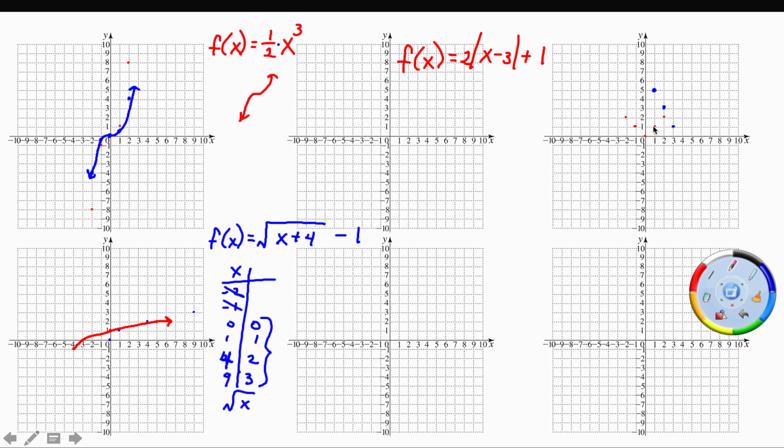Move this point right 3, 1, 2, 3. Multiply the y value, which is 1, times 2, so it changes to 2, and then goes up 1. Okay, move this point right 3, 1, 2, 3. The y value is 2, so 2 times 2 is 4, and then up 1. And there is my graph.